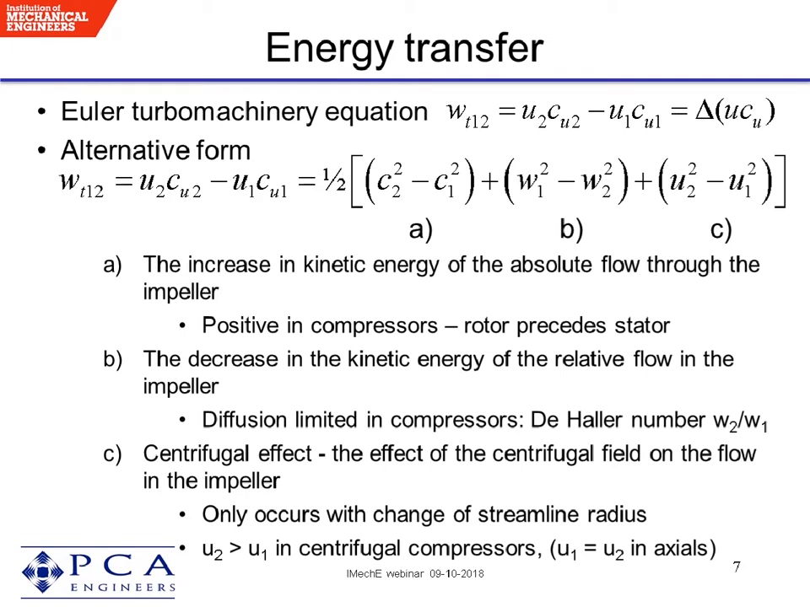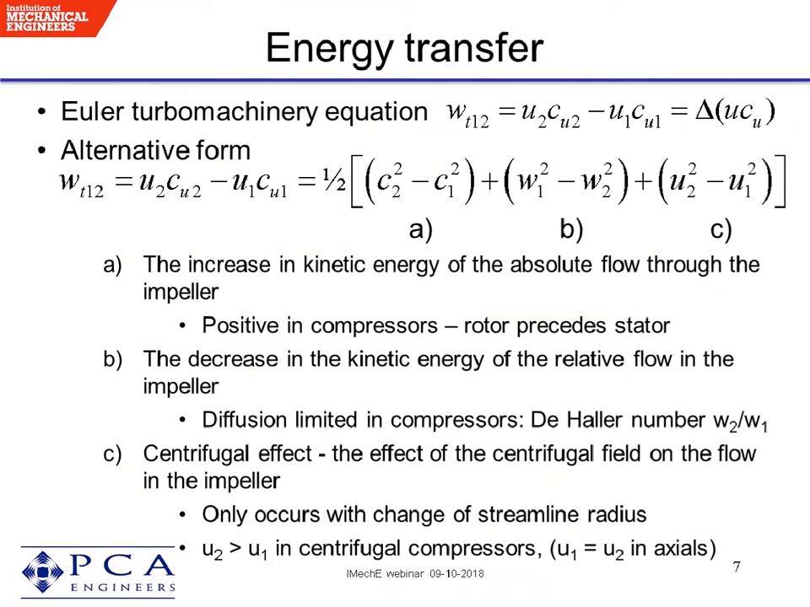The three terms are A, B, and C, and they're described here. A is the difference in the kinetic energy related to the absolute velocity at inlet and outlet of the impeller. This is positive because the outlet velocity is much higher than the inlet velocity. The second term, B, is the decrease in kinetic energy across the impeller, and because the outlet kinetic energy W2 is less than W1, this term is also positive.